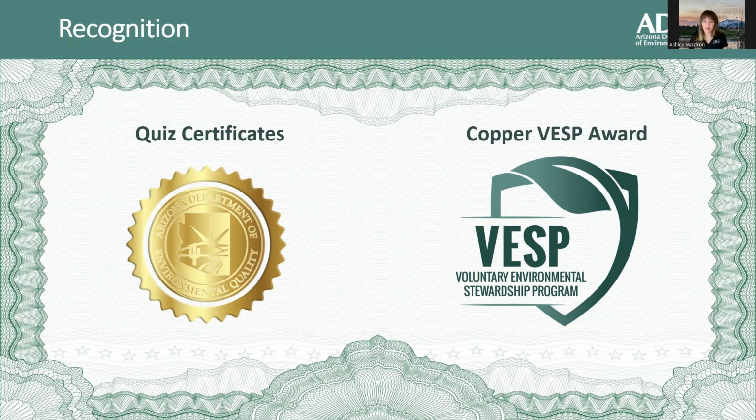The Copper VESP Award is a one-time recognition issued annually to facilities that have completed a project that resulted in measurable environmental improvements. So maybe you learned something from the training and you implemented a P2 activity or approach, and that led to reductions in some form of waste. We could recognize you for the Copper VESP Award. There are other awards, like higher levels of awards, available to regulated facilities, and you can find out more about that at azdeq.gov/VESP.